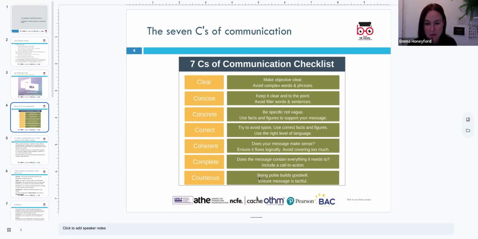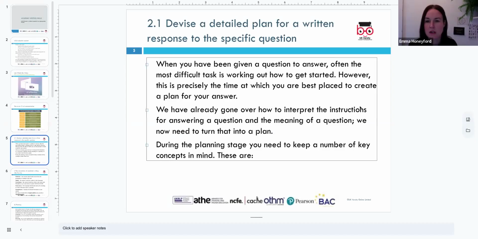Being polite builds goodwill and ensures the message is tactful. So it's all about the delivery of the message sometimes. Being tactful and polite will help deliver the message. Okay, so now to move on to the next slide.